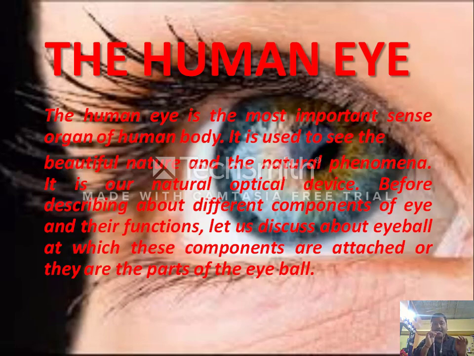Before describing the different components of the eye and their functions, let us discuss the whole eye, that means the eyeball, to which these components are attached or of which they are parts. So what is eyeball? Without your eyelids, the portion of the eye we see is called the eyeball. This is more or less globular, spherical and muscular. We'll discuss the eyeball first, because every component of the eye is attached to this eyeball, or is a part of it. So we have to study the eyeball first.